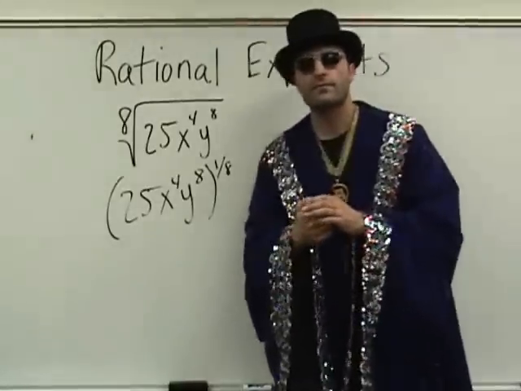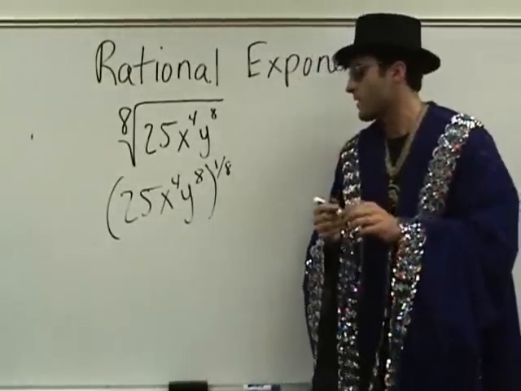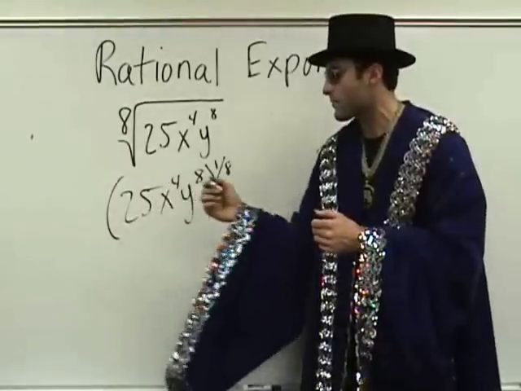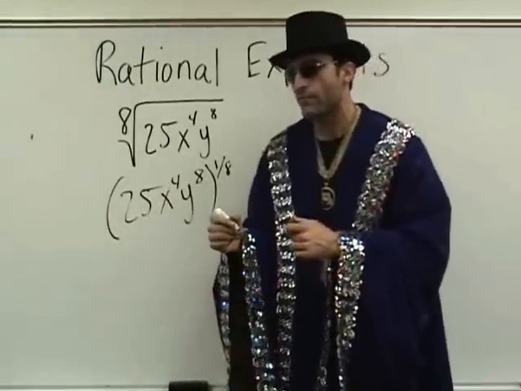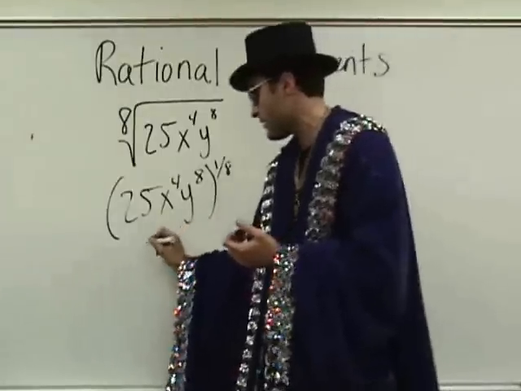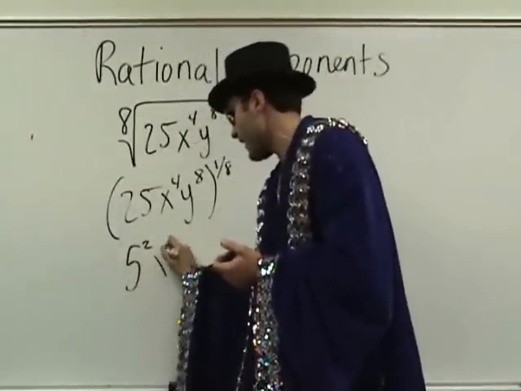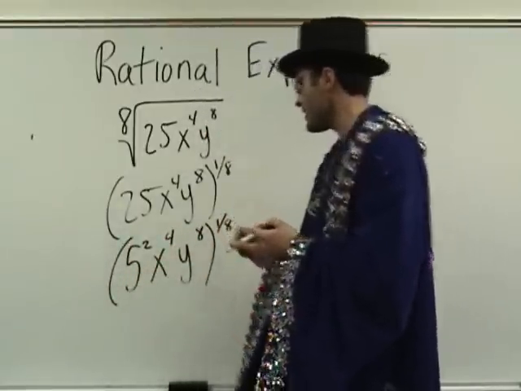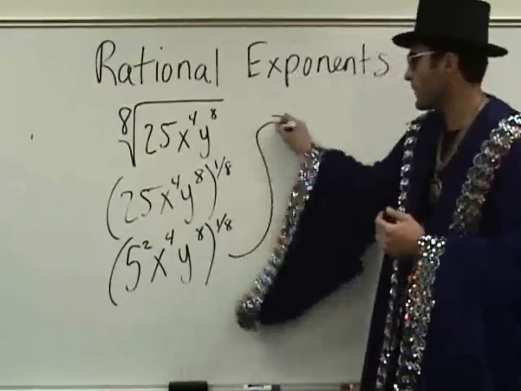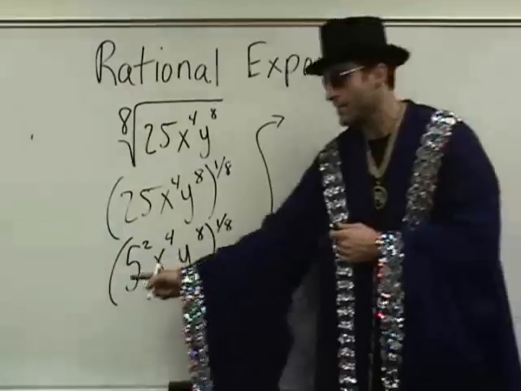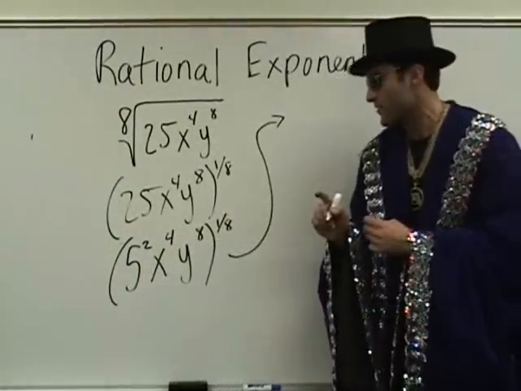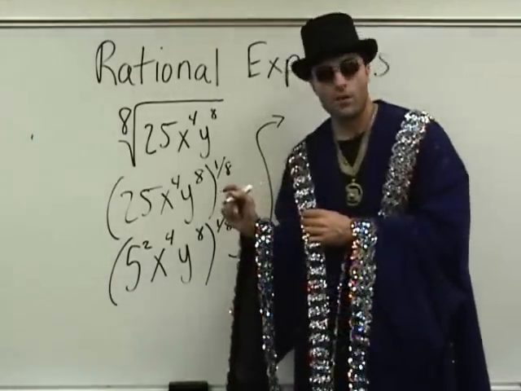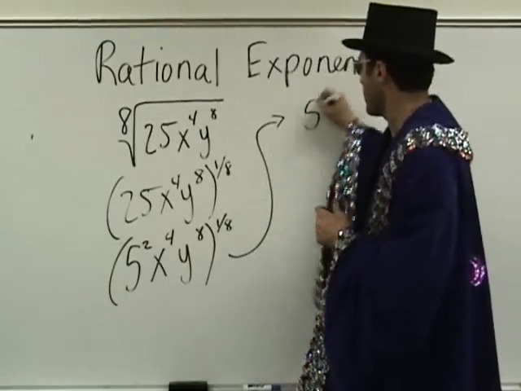Okay. Now, the 1/8 applies to the whole thing. So what do you say? 25 becomes the product of what and what? 5 squared. So this is 5 squared, x to the 4, y to the 8, to the 1 over 8. Now the 1/8 applies to all three of those. So here we go. What is 2 times 1 over 8? 1/4. 5 to the 1/4.